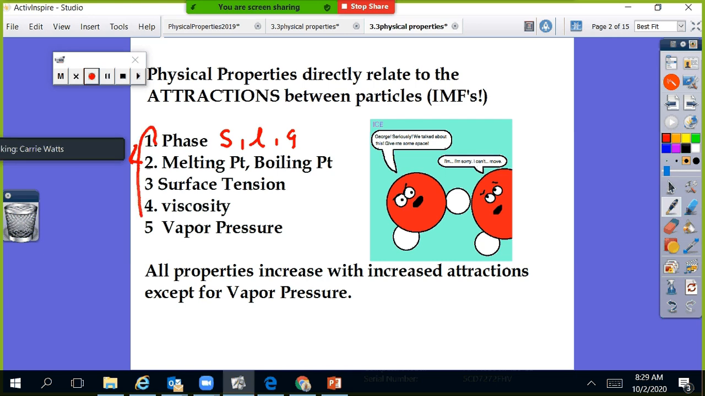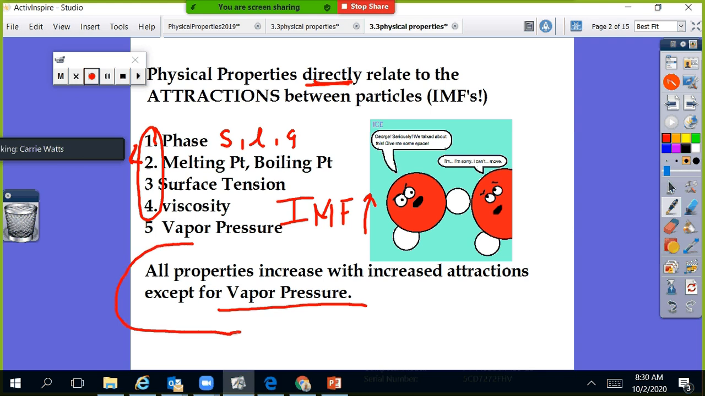So these four are directly related, meaning as the strength of the intermolecular forces increases, these four characteristics increase. Melting point and boiling point go up, surface tension goes up, viscosity goes up. The only one that doesn't is vapor pressure. And we're going to explain all these things. But as intermolecular forces increase, vapor pressure actually decreases. So it's the only one that has an inverse relationship.